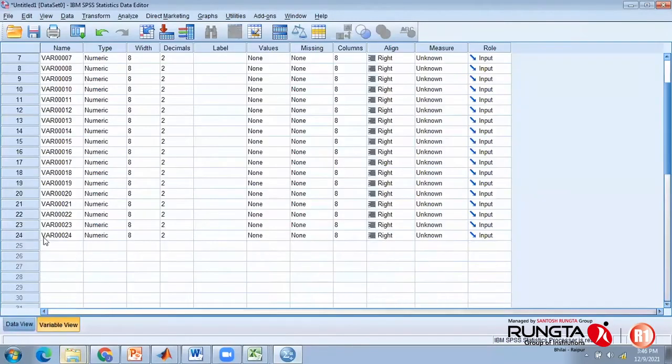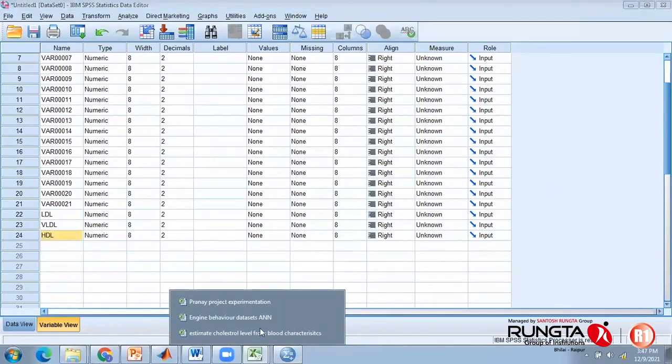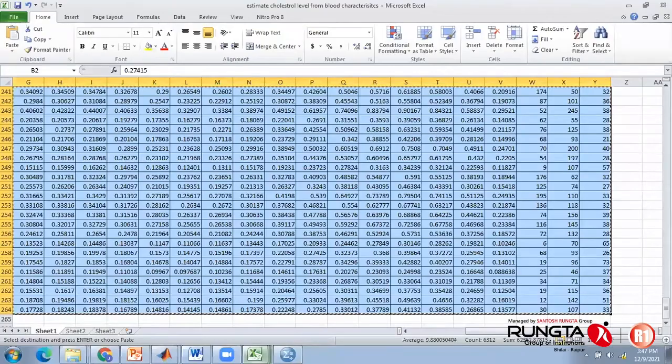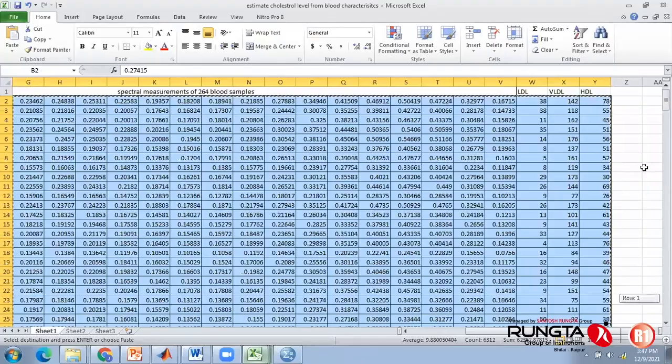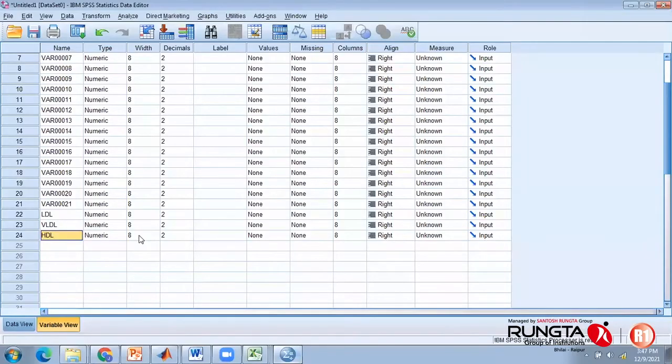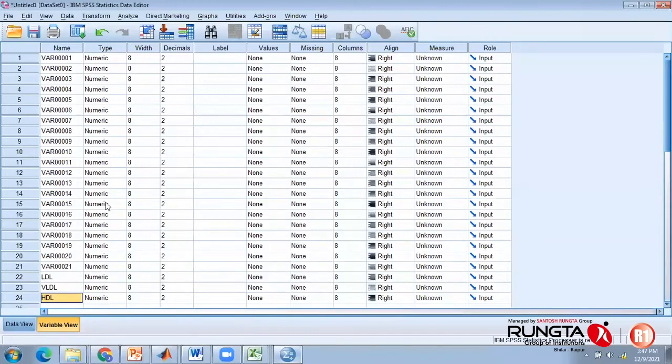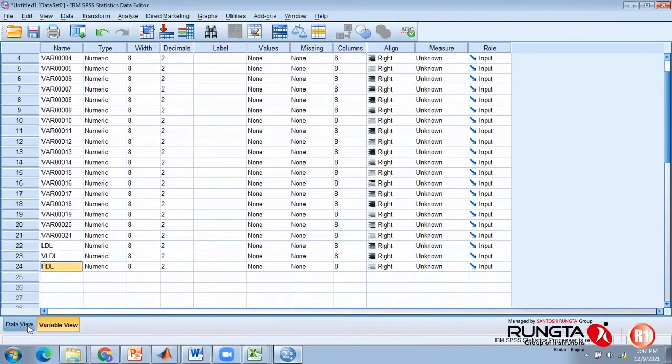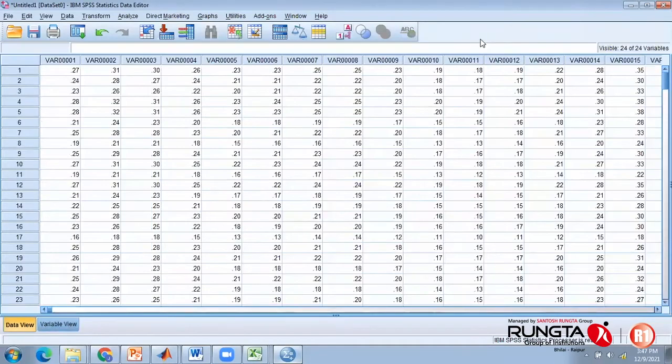Column 22 is LDL. This is VLDL, and this is HDL. I hope it is correct. Let me check. Yes, LDL, VLDL, and HDL. So I've set this particular information. It is basically a problem of 21 variables from the spectral data of a blood sample, to predict LDL, VLDL, and HDL. From the data view, now I would like to train a neural network by using SPSS.